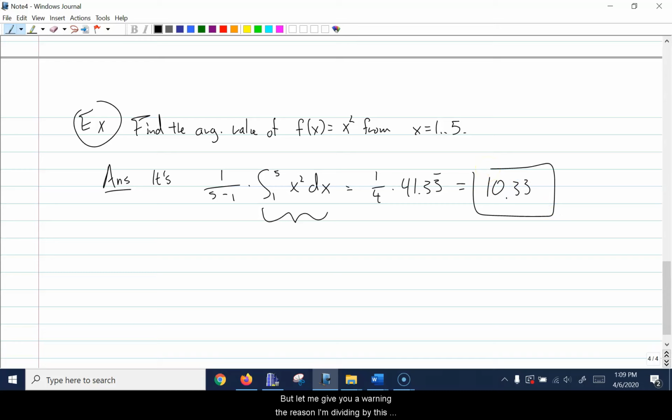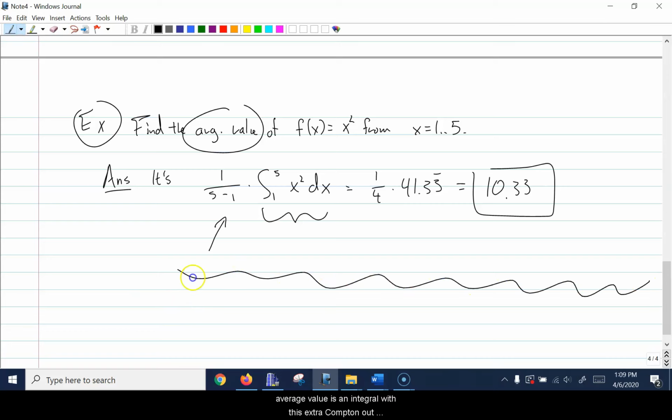Let me give you a warning. The reason I'm dividing by this number out front is because I'm finding the average value. The big mistake a lot of students make on this next exam is every time I say compute an integral, they start dividing by the thing out front. We only do that when it's an average value. A regular integral is the thing that it was before, it doesn't have a thing out front. The average value is an integral with this extra constant out front. So this is the difference between adding stuff up and taking an average.